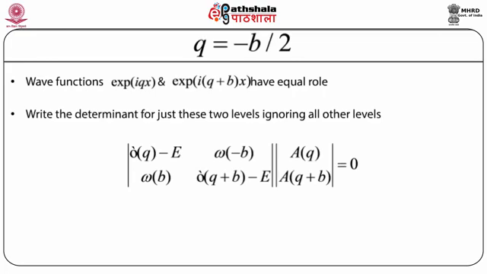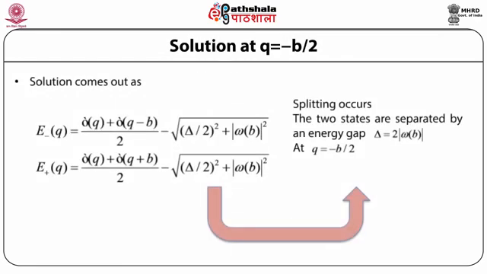The matrix involved would be given like this. Now continuing with our solution again at q equal to minus b by 2, and following the same procedure as we did for q equal to b by 2, we get the following two eigen energies, that is E minus and E plus.